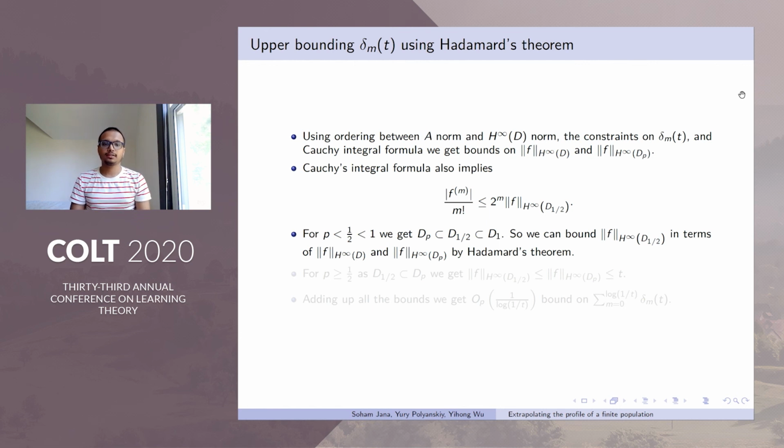And we note that then the objective function can be bounded in terms of the sup norm of f over the unit disk and the sup norm over the Horde disk dp. For p bigger than half, the bounding part is much more trivial. And finally, we combine all these bounds to get a 1 over log 1 over t bound on the sum of the linear programs as well as the delta star t linear program.